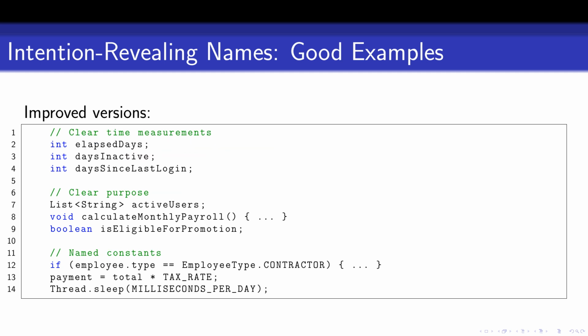Now, let's flip those examples into something better. Instead of int d, use elapsed days or days since last login. It's immediately clear what's being tracked. Swap the list for active users and process for calculate monthly payroll. Now you know the purpose without a second thought. Replace flag with is eligible for promotion for clarity. And those magic numbers, turn them into named constants like employee type contractor or milliseconds per day. Suddenly, the code speaks for itself, and you're not scratching your head trying to decode it.